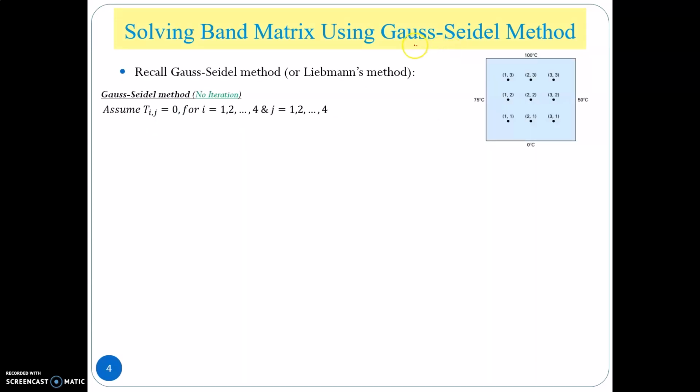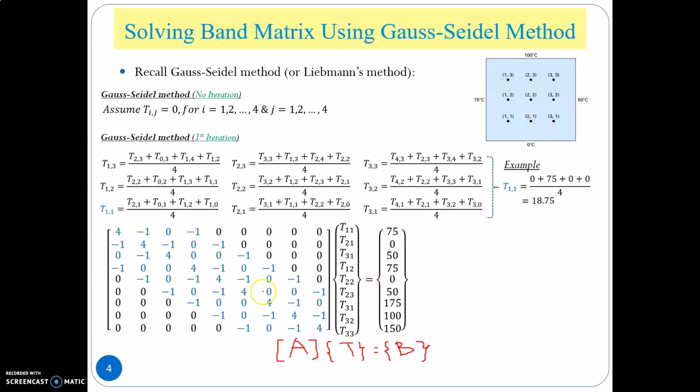In fact, we can use the Gauss-Seidel method to solve the inverse problem that involves the band matrix. In this case, you have AT equal to B and your A matrix is a band matrix. You see a lot of 0 here and here, which makes the Gaussian elimination and LU decomposition inefficient. We can convert the matrix format into the Gauss-Seidel format by taking the T11 from the first equation.